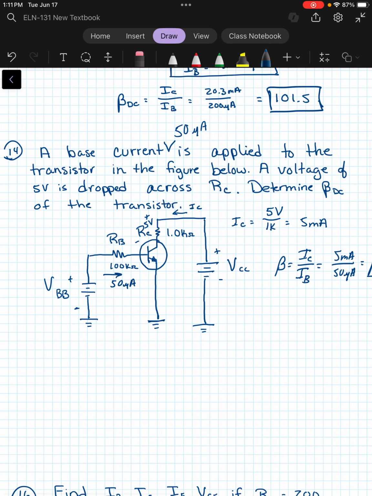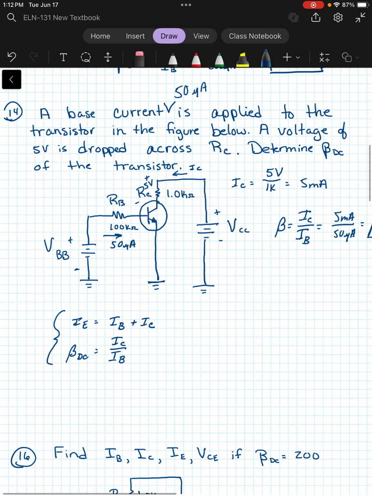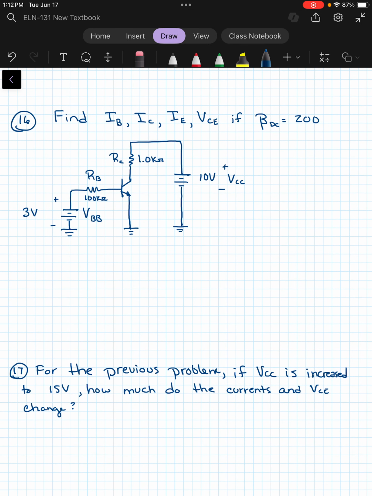Again, so just to review, just to remind you, our emitter current is going to be equal to the base plus the collector currents. Our beta, the DC beta, is the ratio of IC to IB. Okay, so far these are really the relationships we're using in our work. Okay, so for 16, we want to find pretty much all of our currents along with the voltage drop from the collector to the emitter.